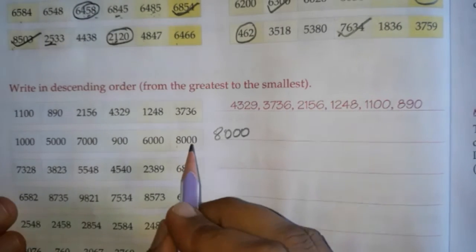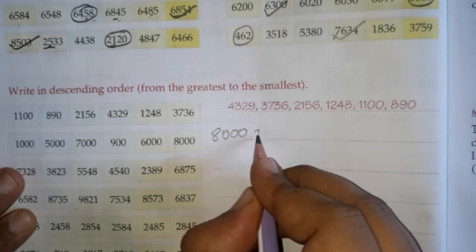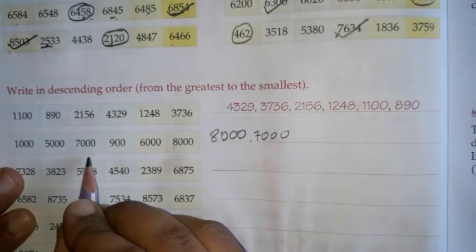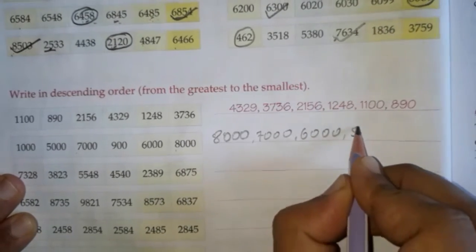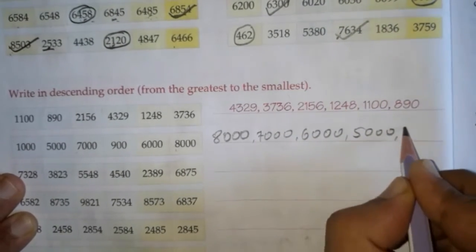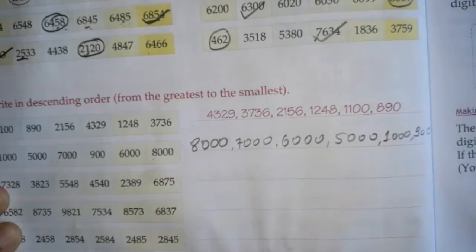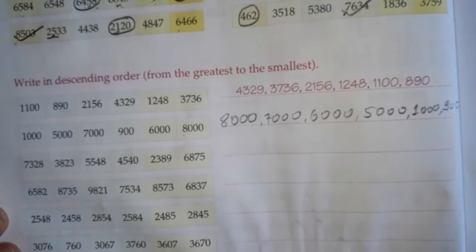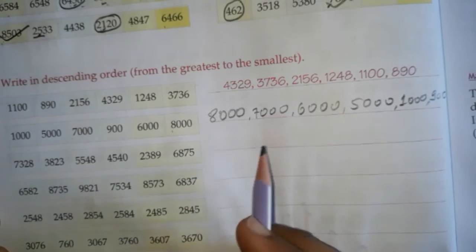Then after 8000 it will be 7000, then 6000, then 5000, 1000 and 900. This is the series. Next, you have to arrange from the greatest to the smallest.